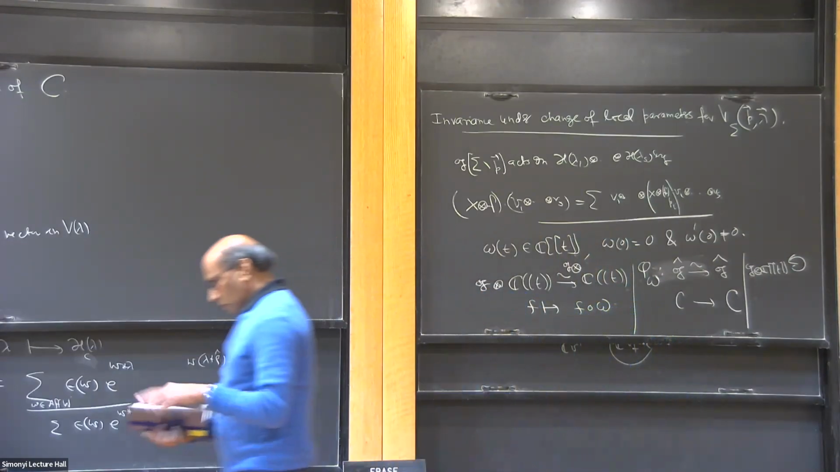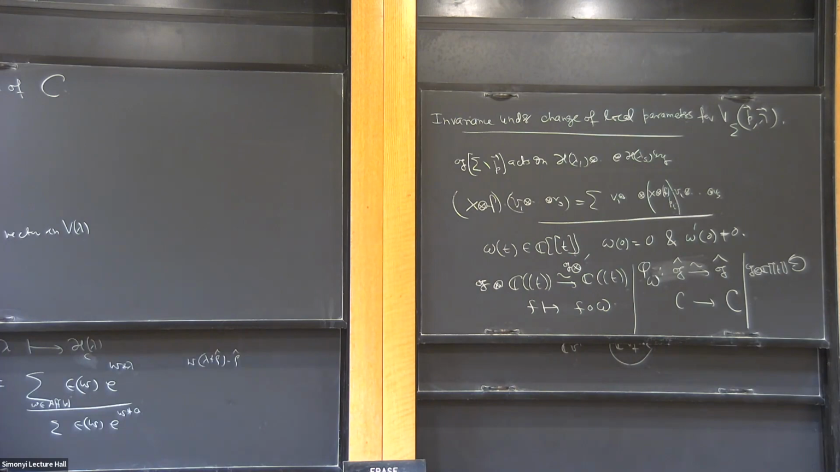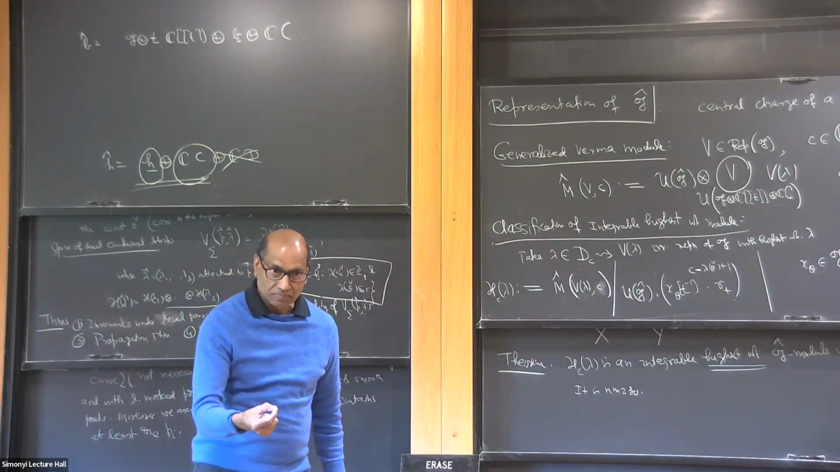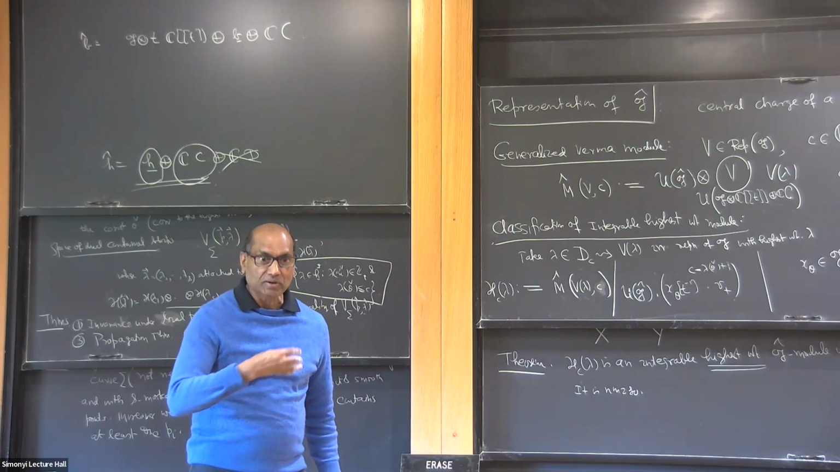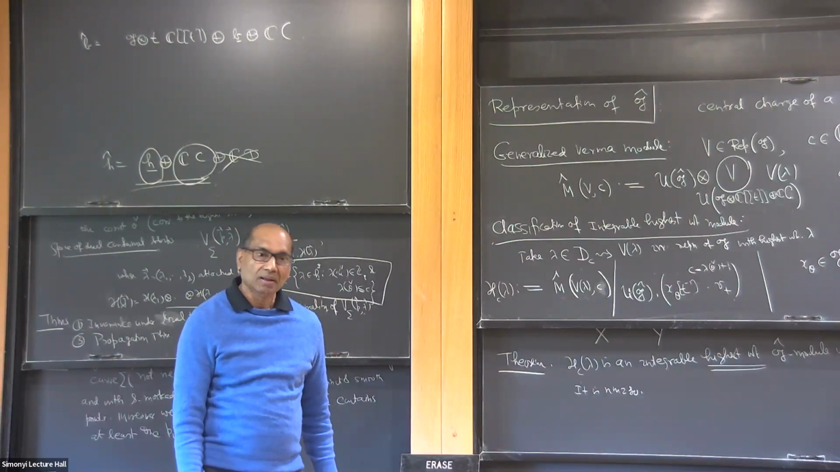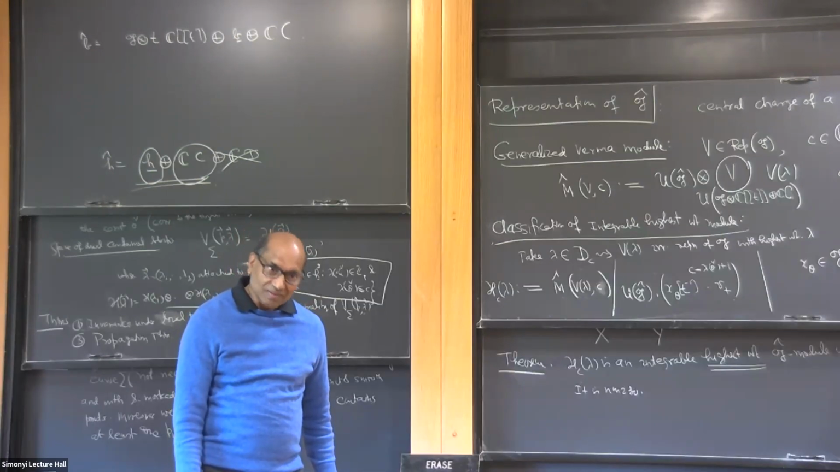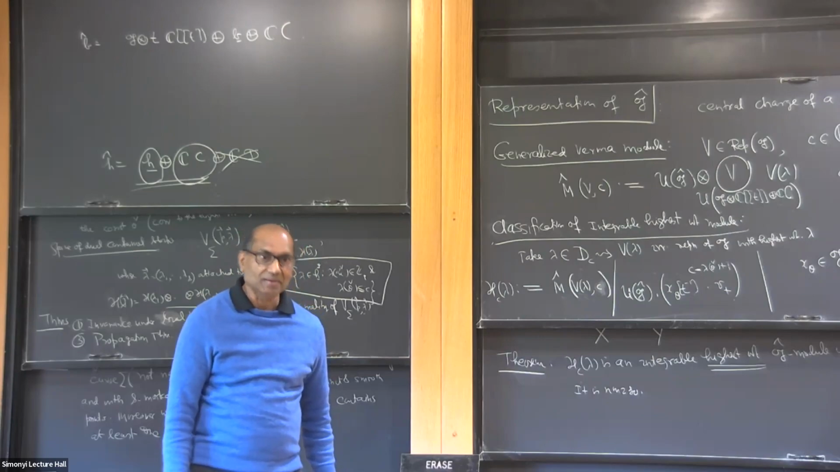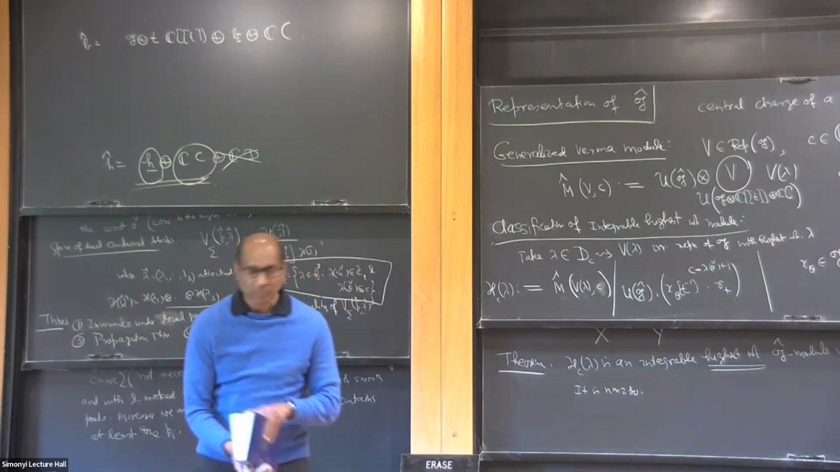Sorry, Shrawan, can I just ask: by change of local parameter, you really mean this omega of t, where the parameter is t? Right. I started with some local parameter t, and now I'm changing the local parameter to omega of t, which vanishes when t vanishes. So it's a reparameterization of t, locally. That's right.